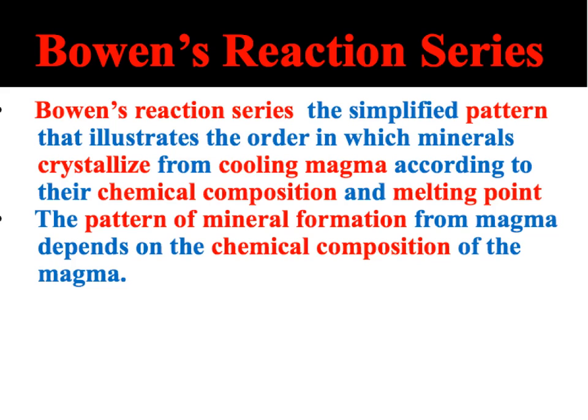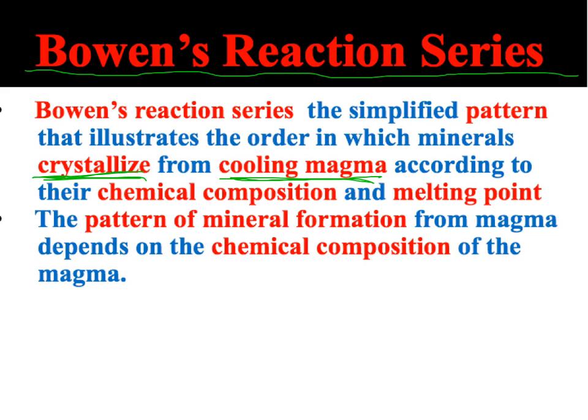Now, Bowen's reaction series is a way that rocks come out of magma. This is starting to get into the igneous rocks, which are the first ones we're going to talk about. So Bowen was a scientist, and he looked at cooling magma, and he looked at specifically which minerals crystallize or solidify out of the cooling magma first. All right, and the pattern that the minerals form out of magma depends on the composition of the magma.